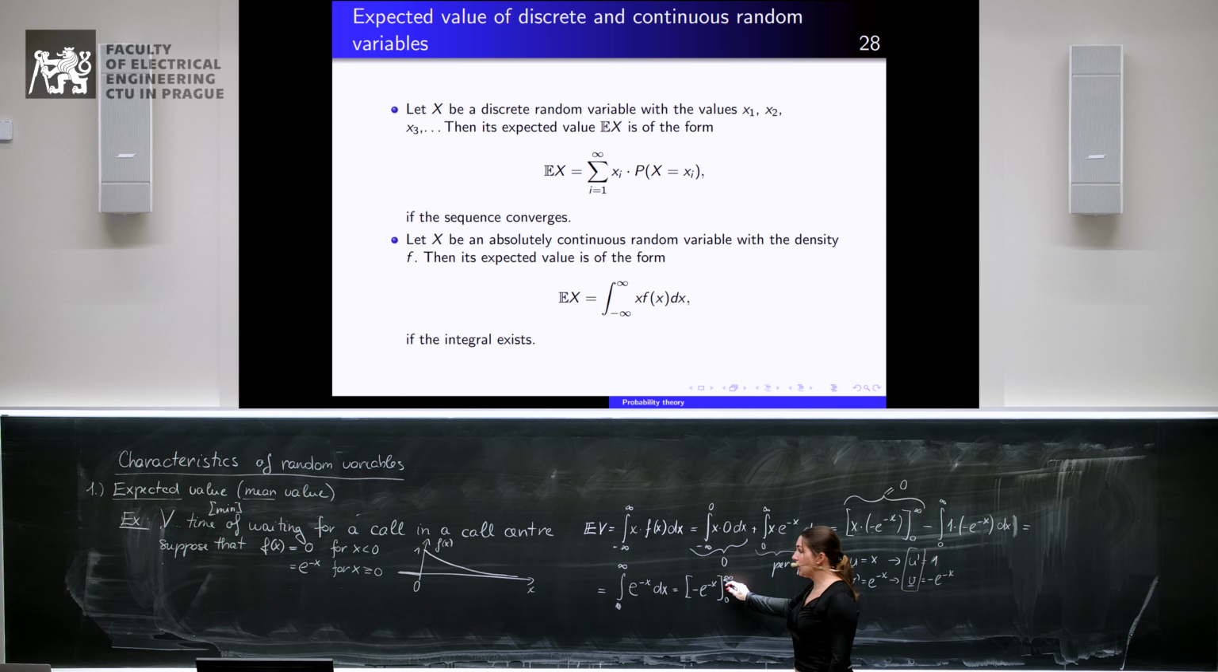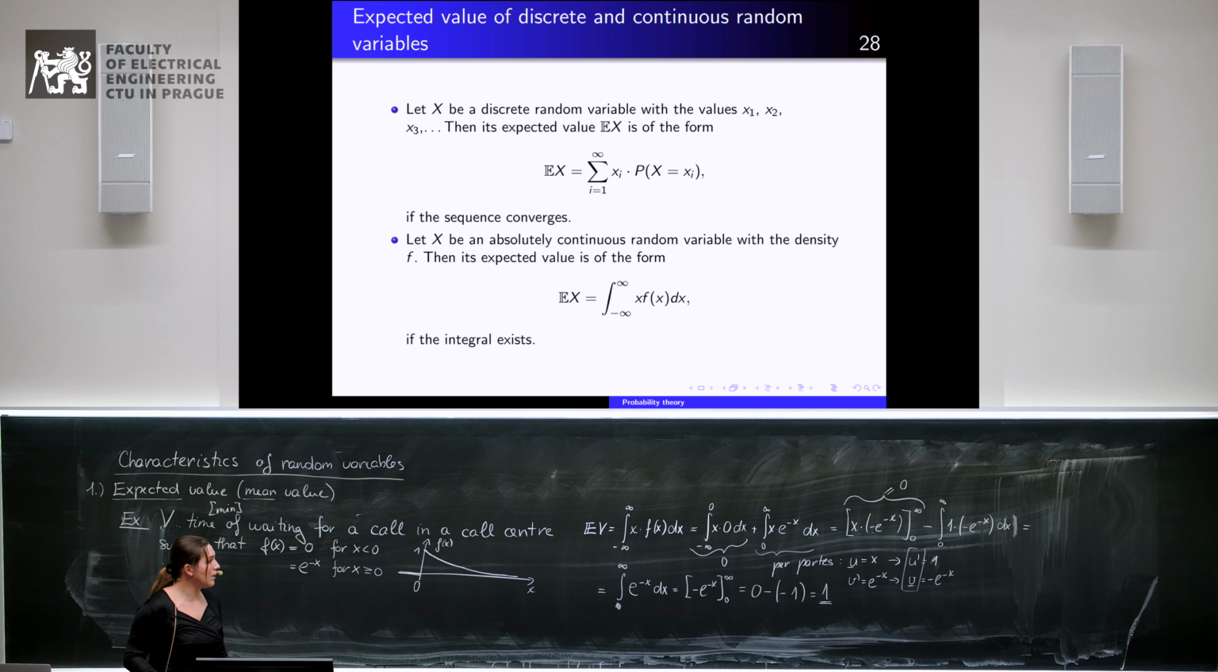As I said, the limit of this function in infinity is equal to 0. So we have 0 minus e to the power of 0, so it is equal to 1. The expected value, or the mean value, is equal to 1. So it means that on average, we will wait 1 minute for a call.